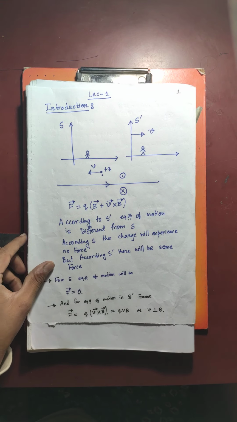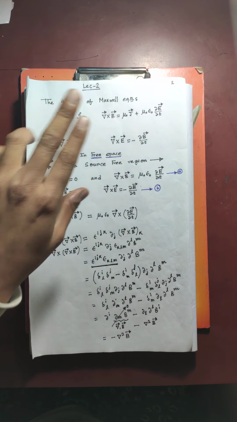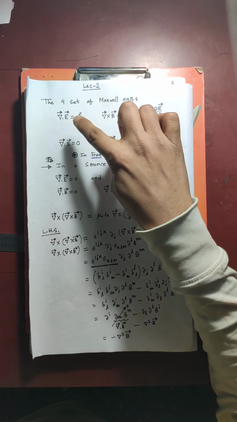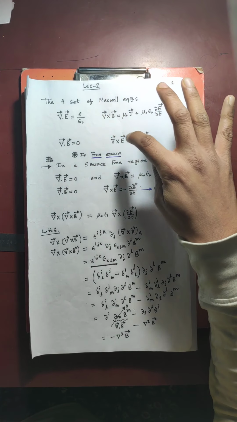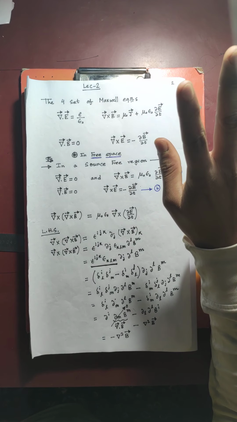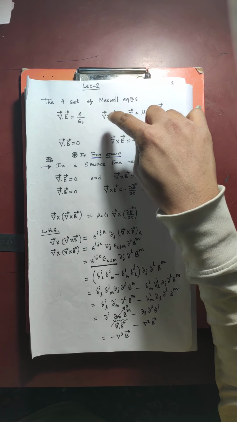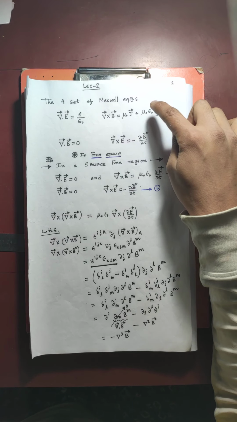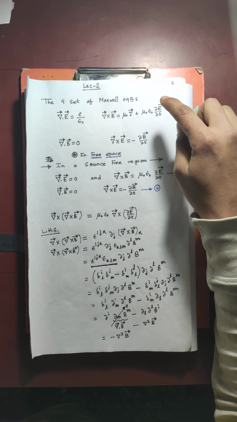Okay, let's move forward. So these are the four Maxwell equations. We all know about them. These two equations contain the source term, and these two contain no source term. This is the divergence of E is rho by epsilon naught, and this is curl of B equals mu naught J plus mu naught epsilon naught dE/dt. Epsilon naught dE/dt is the famous displacement current invented by Maxwell.